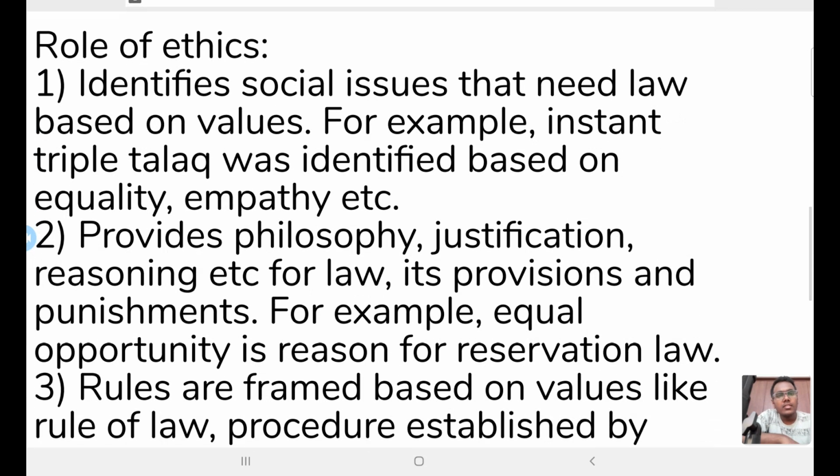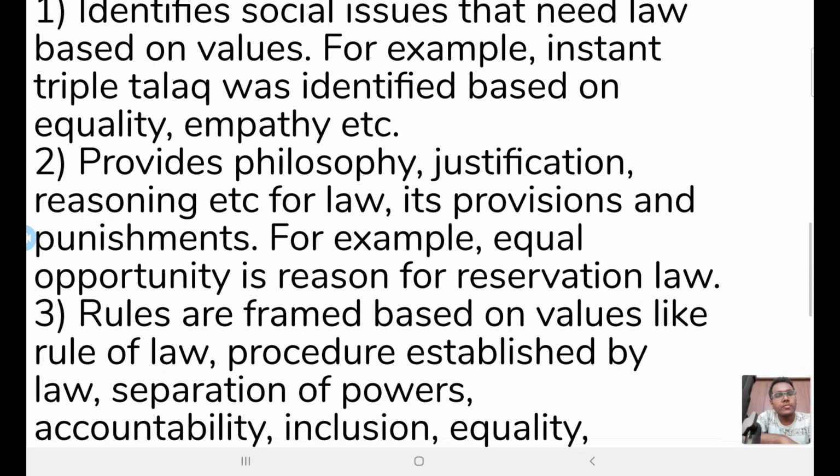And the role of ethics. First of all, if you have to make some laws, we need to be able to identify social issues. We don't make laws just like that. To identify social issues, we need values. Based on values, we can identify actual issues. For example, using the values of equality and empathy, we can identify that instant triple talaq is not a good idea. So for that we need a law that prevents instant triple talaq. We need certain values based on which we can say that this is a social issue, so that we can make a law on that. Here you can write a variety of examples which you can think of.